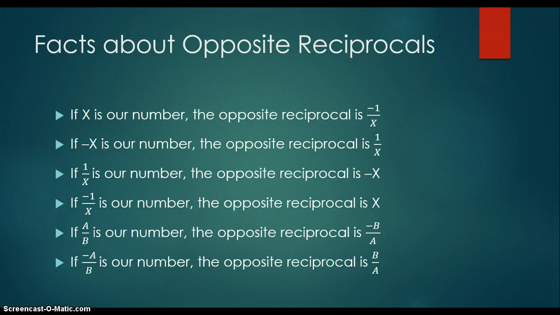If a over b is our number, the opposite reciprocal is negative b over a. And if negative a over b is our number, the opposite reciprocal is b over a. These are all the common forms of the opposite reciprocal you're going to see. So I'd make sure you become familiar with these because we are going to be using them tomorrow.